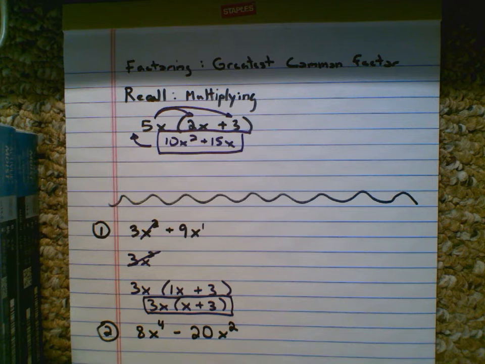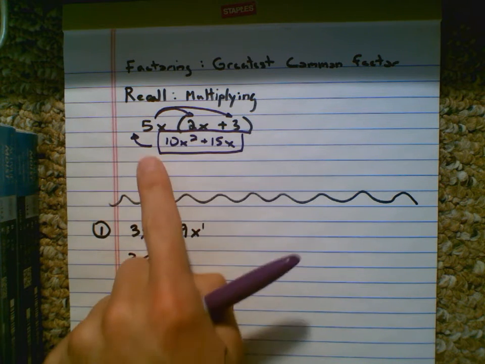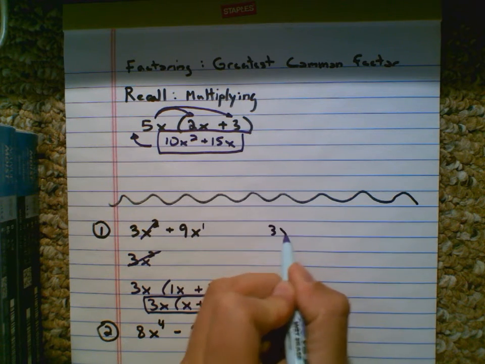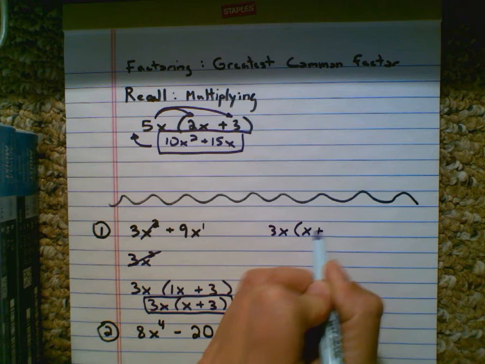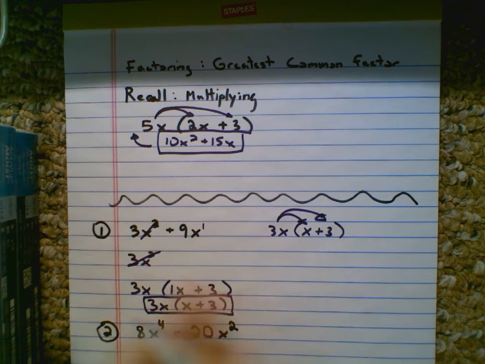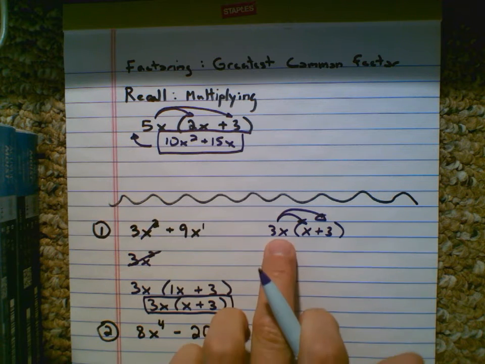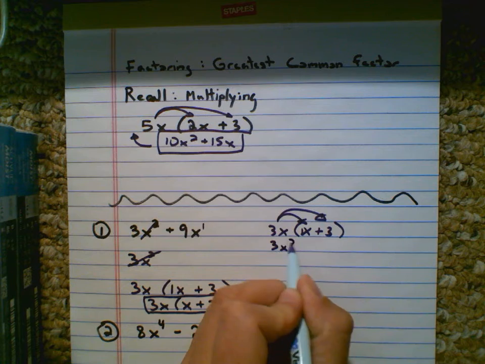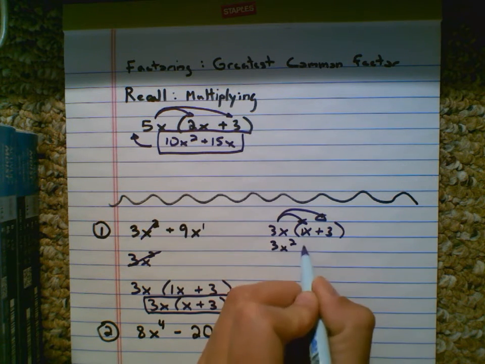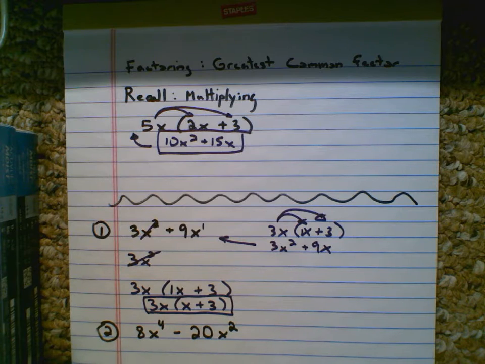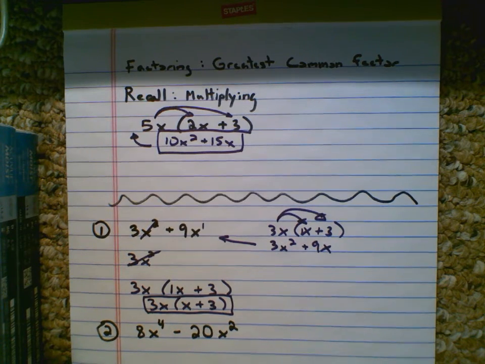Now, if I wanted to check my work, remember I could just redistribute and I should get this back. So if I take 3x times x plus 3 and I distribute the 3x back in, I should get what I had to start with. Well, 3 times 1 is 3. X times x is x squared. 3x times 3 is 9x. It matches, so this is correct. All right, let's look at another example of this.